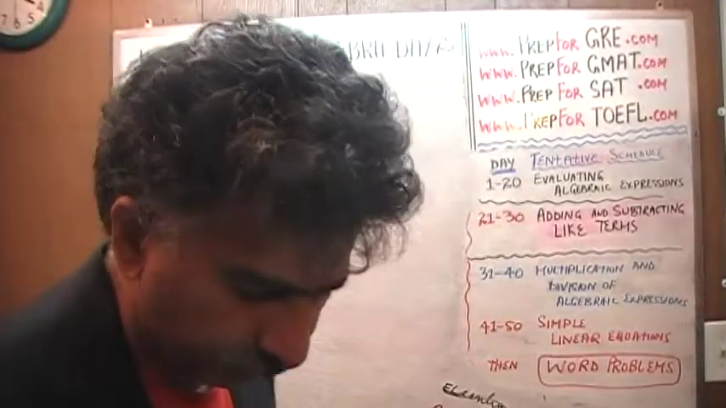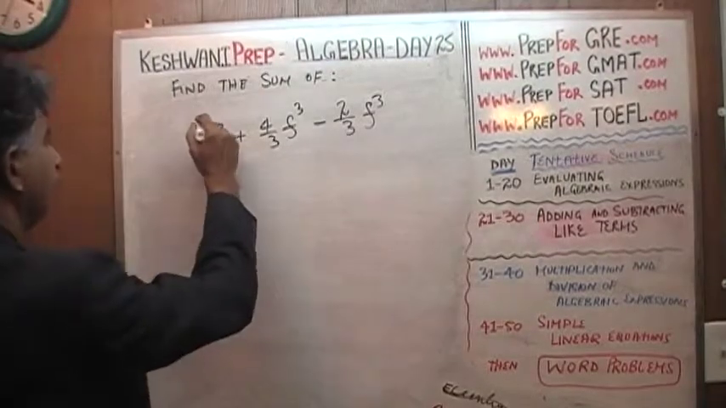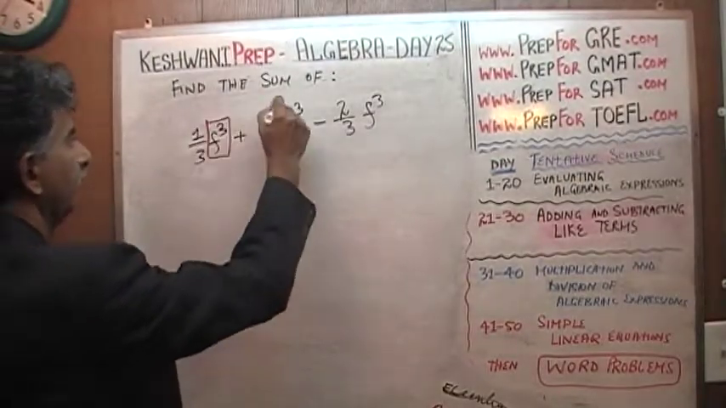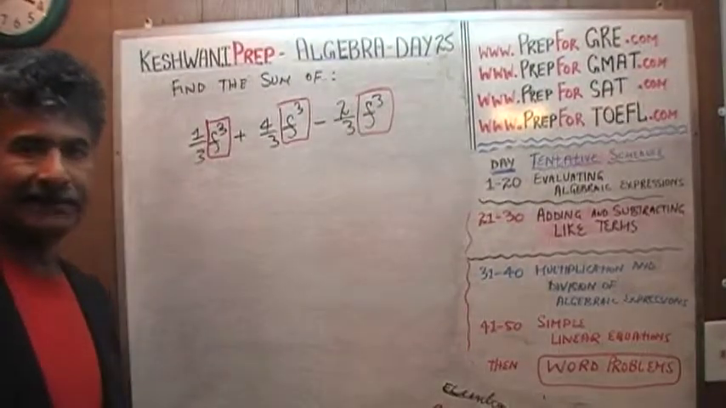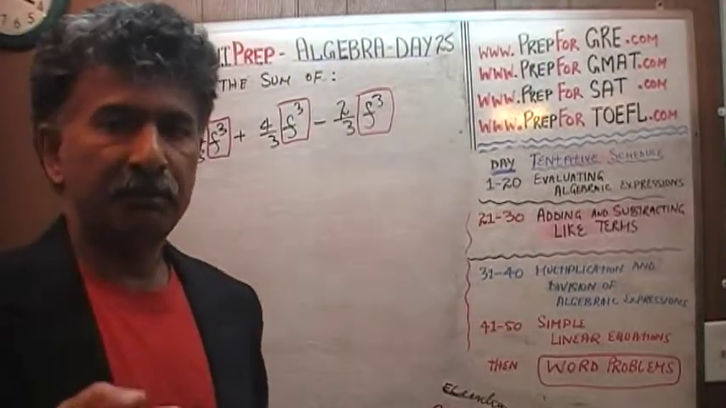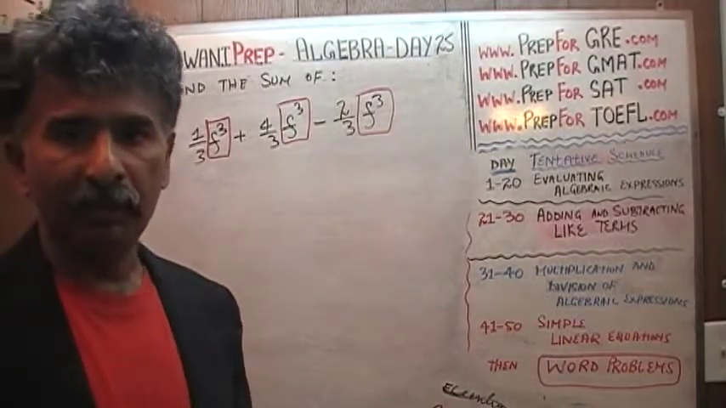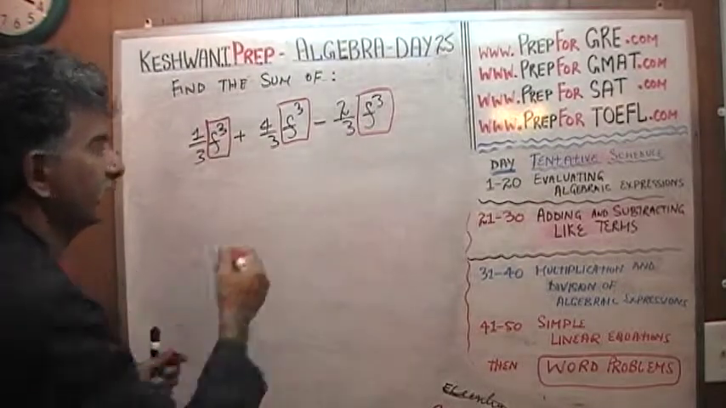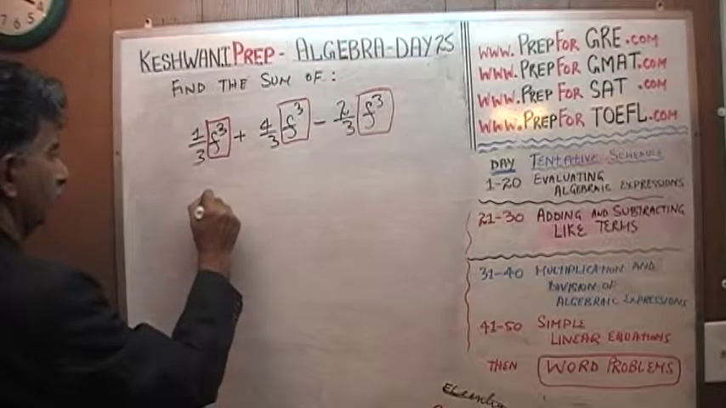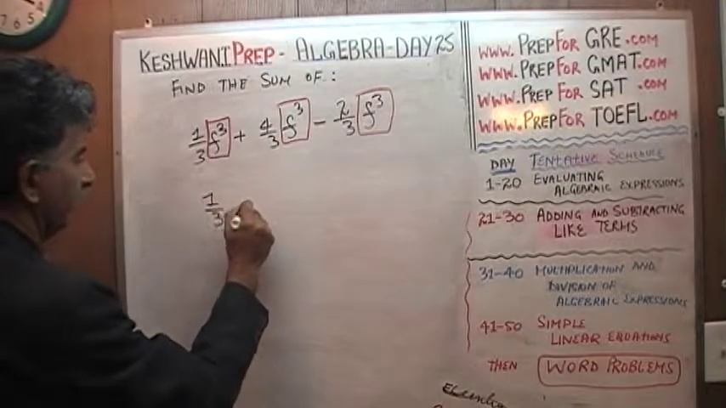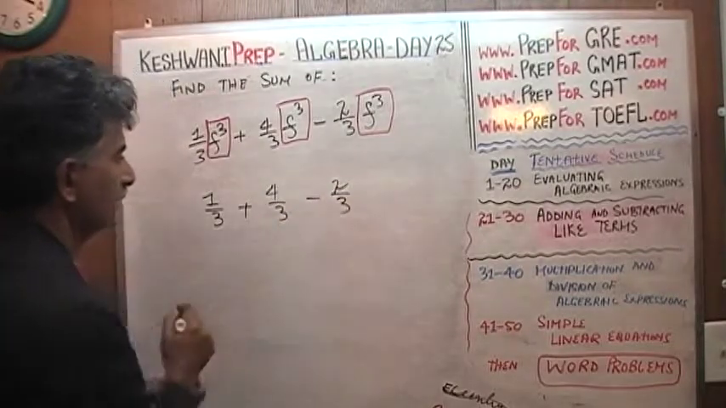So, what do you notice? Since we have f cubed, and we have f cubed, and we have f cubed, since they are the same variable raised to the same power, these are called like terms. And if they are all like terms, all we have to do is simply add up the coefficients. 1/3 plus 4/3 minus 2/3.